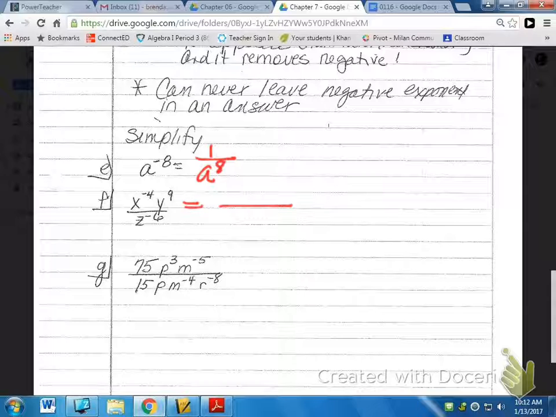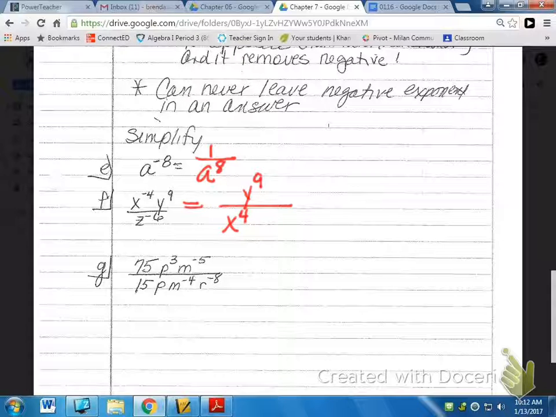We actually did this in enrichment. Everybody remember this? Anything with a negative exponent, you should take it to the opposite spot and then go back and look and see if you got anything to cancel. So that x to the negative fourth, should it stay or should it go? Go. So if it's on top, I'm taking it down to the bottom. The y to the ninth, should it stay or should it go? Stay. So y to the ninth.